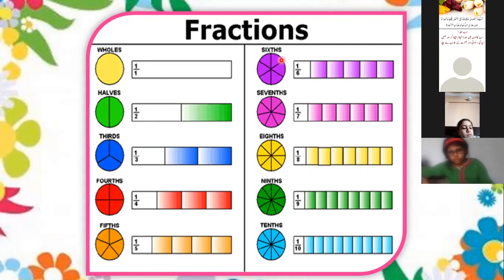Now we have divided this whole into 6 equal parts. Each part is called 1/6 and the whole parts are called 6.